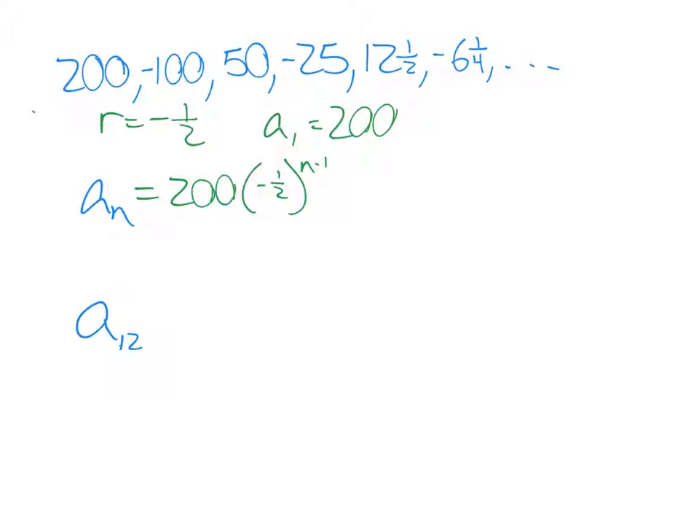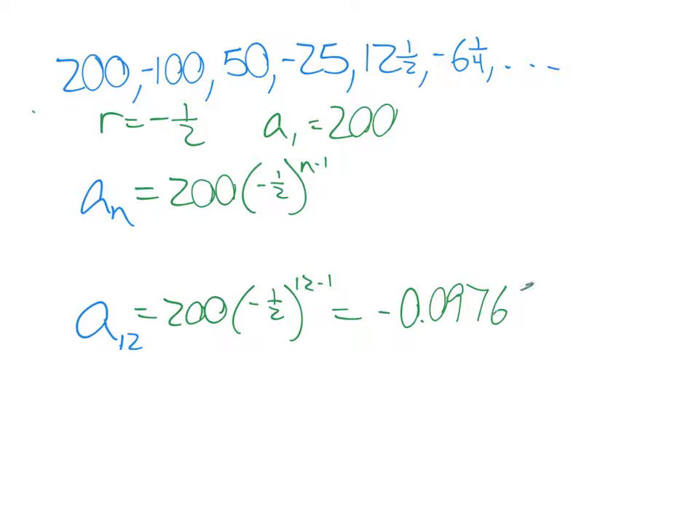Alright, so in this case here, you had your 200 times the negative 1/2 to the 12 minus 1. And what did you guys get? Negative 0.09765625. Is that right? Yes, okay. He's correct.